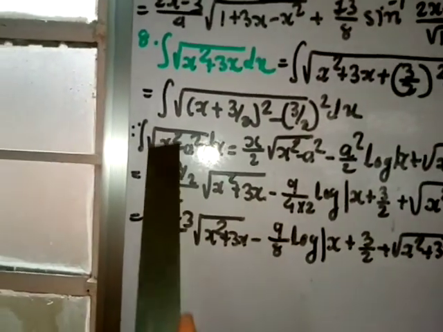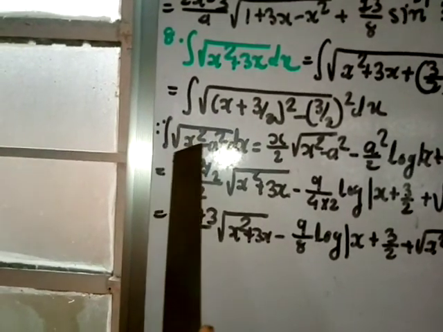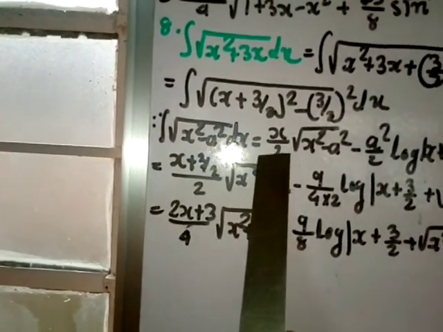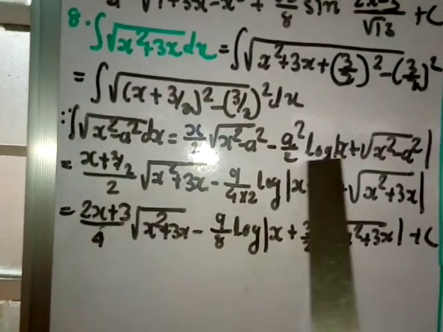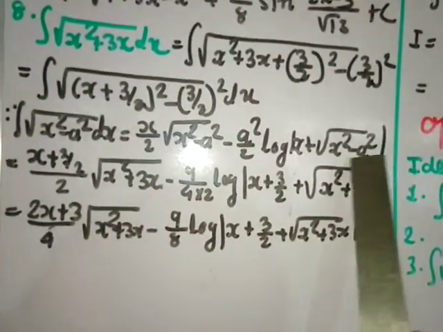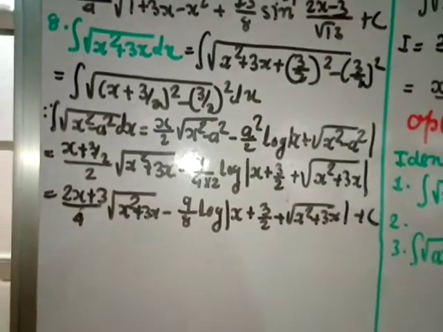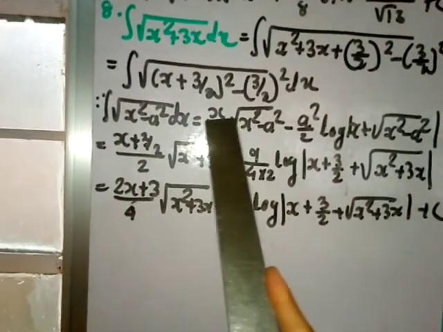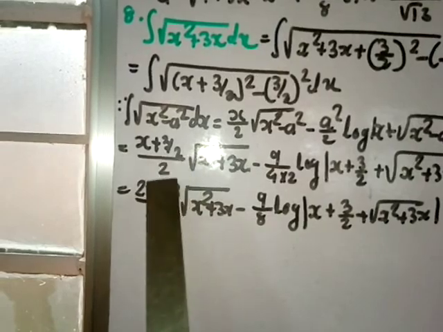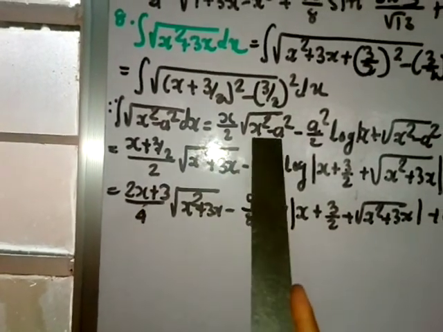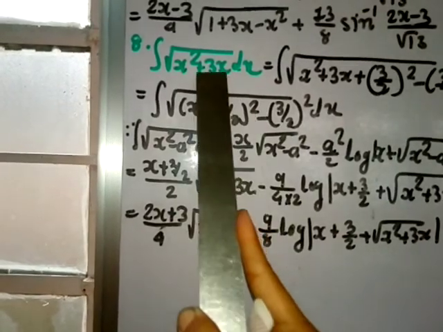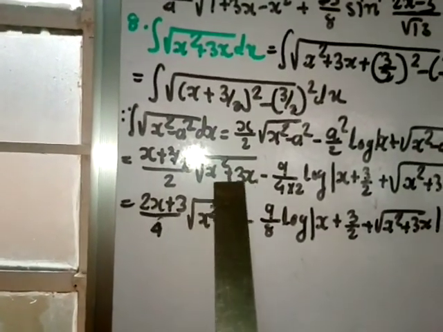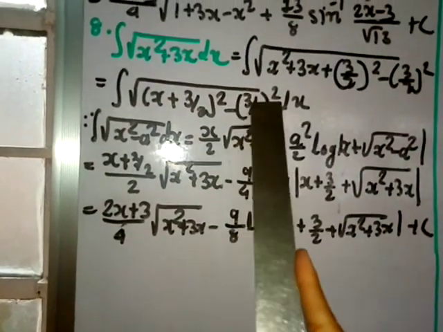This is the a term. So the formula is integral square root of x square minus a square dx gives you x by 2 square root of x square minus a square, minus a square by 2 log x plus square root of x square minus a square, plus c. So instead of x you have got x plus 3 by 2, divided by 2. And this one I am writing again, square root of x square plus 3x, minus a square, so 3 by 2 whole square.